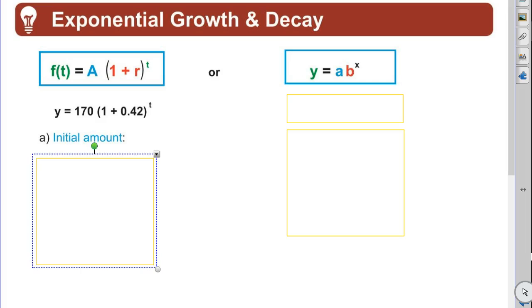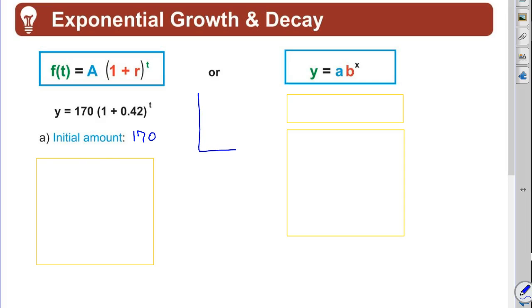So you should be able to read the initial amount, and it's always the multiplier of the base. And so you can see that clearly the initial amount is 170. All right, so the starting point for this function is 170. If you were looking at an XY scale, that's where this function would begin, and it's an exponential, so it would look something like that. Okay, so the initial amount is 170.